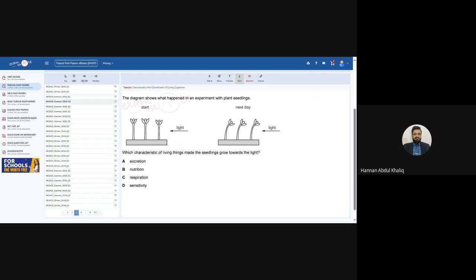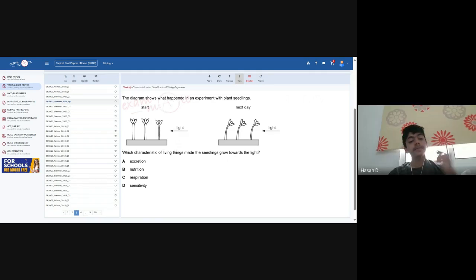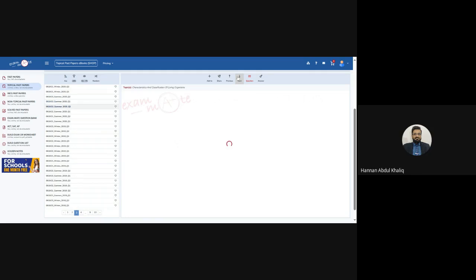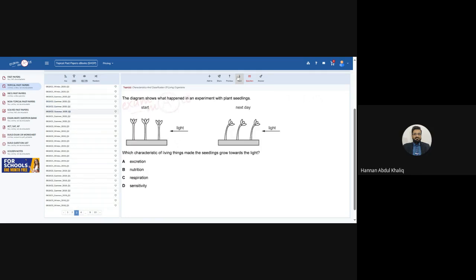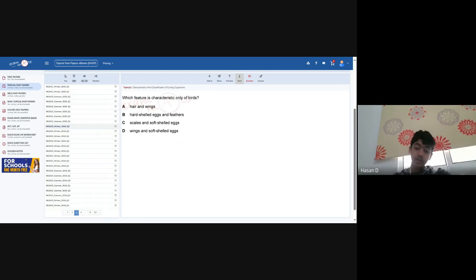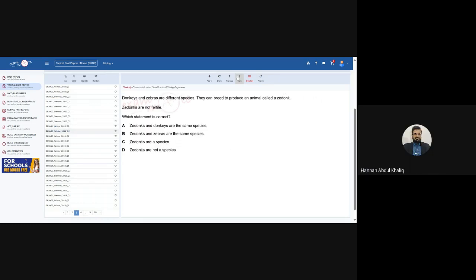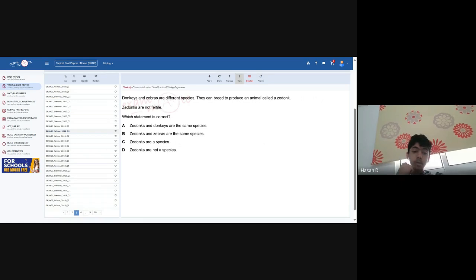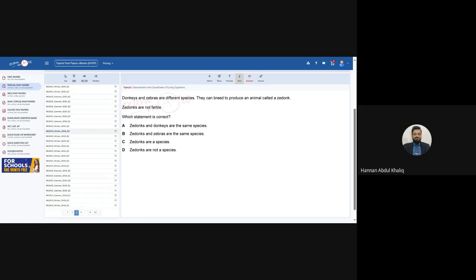Okay, let's try this one. D. Sensitivity. Good. It's the same question. Yeah, these are basically different variants of the same question. That is why the questions are repeated. Okay. D. Zedonks are not a species because they cannot produce fertile offspring. Well done.